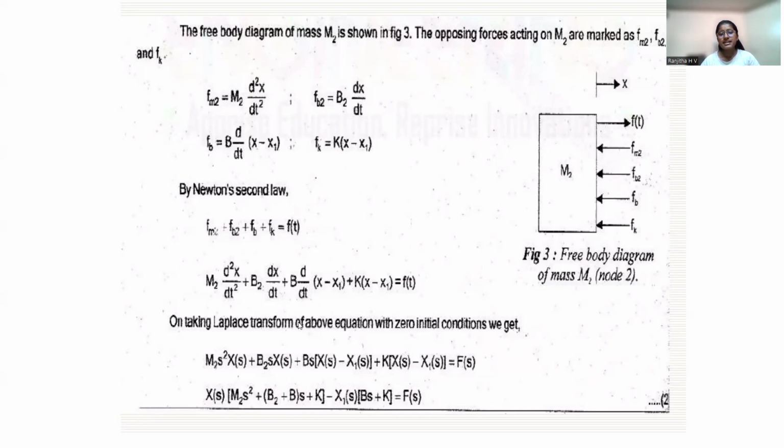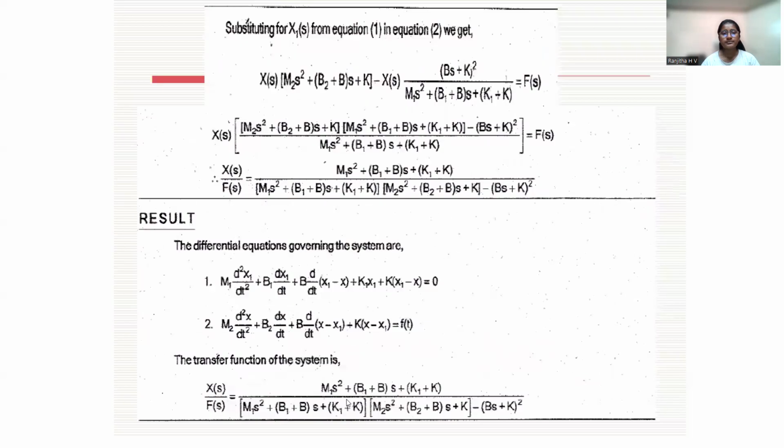On taking the Laplace transform of the above equation with zero initial conditions, we apply the Laplace and take X2 of s common. Already we have obtained X1 of s, and we are going to substitute X1 of s here. By substituting X1 of s from equation 2, we get this. Here we are going to prove X of s divided by F of s.